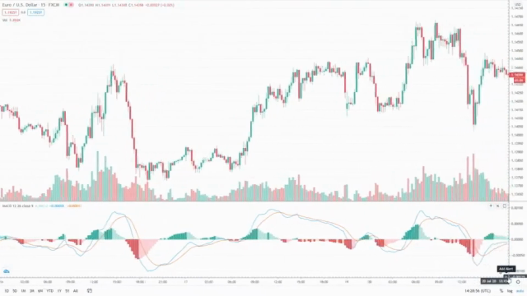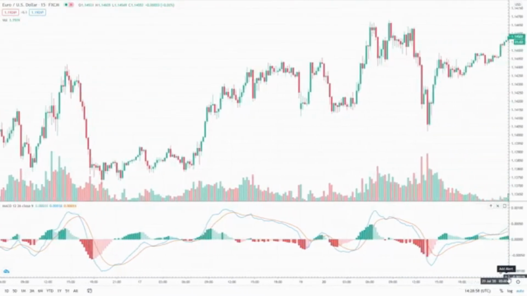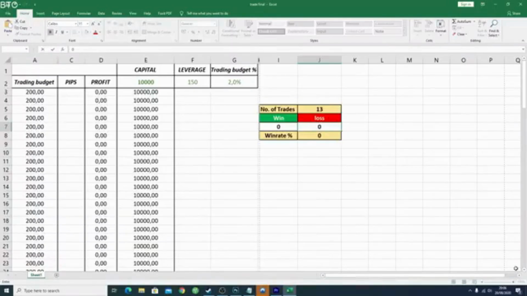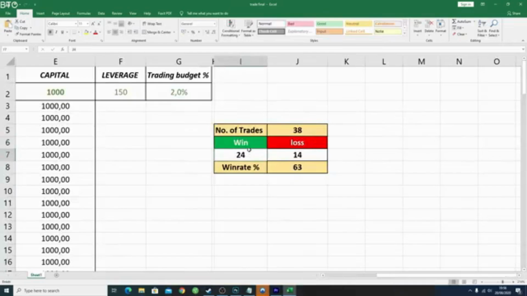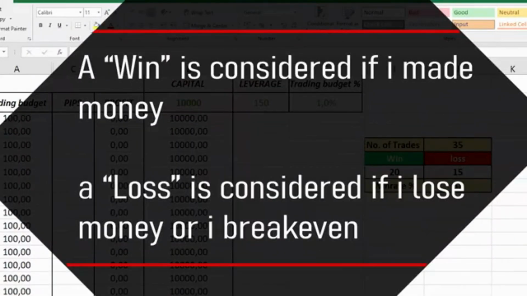I'm going to be using the EUR/USD 15-minute chart for this backtest. Here's an Excel sheet that I created to record this backtest. Here I can insert how many wins and losses I already got, and it will automatically calculate the win rate. I'll consider a win if I make a profit. It does not matter how many pips I got. If I got a profit, I'll consider it a win. However, if I get a loss or a break even, I'm counting it as a loss.